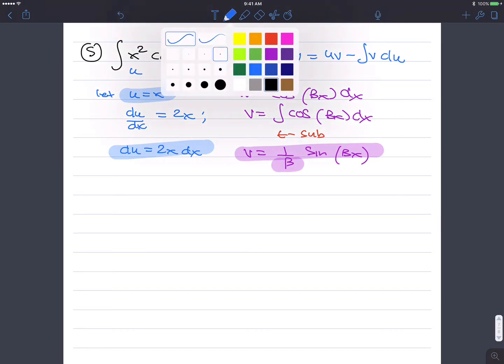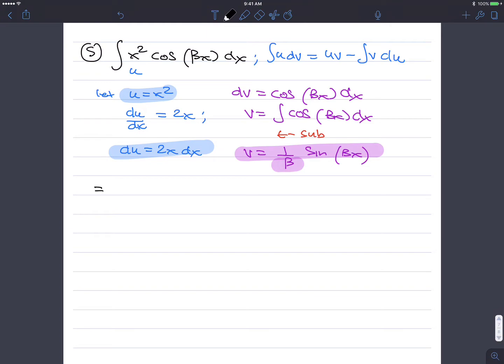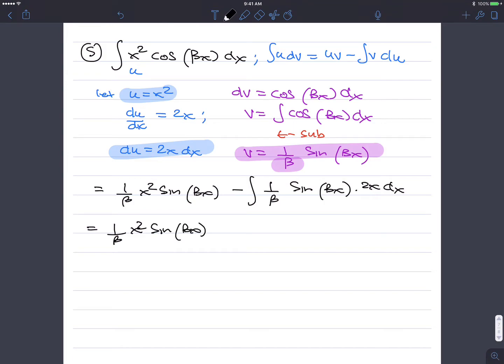So, here we go. This integral will equal uv. So it's 1 over beta x squared sine beta x minus the integral of v, which is 1 over beta sine beta x, times du, which is 2x dx. So let's simplify. 1 over beta x squared sine beta x minus, let's see, 2 over beta integral x sine beta x dx.